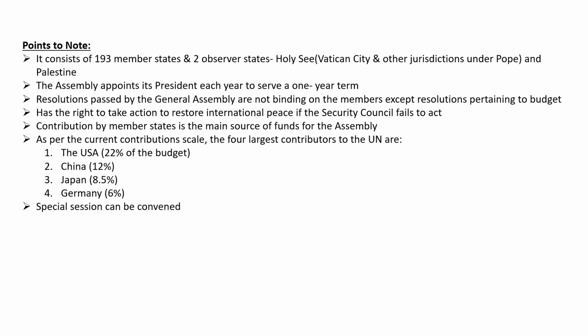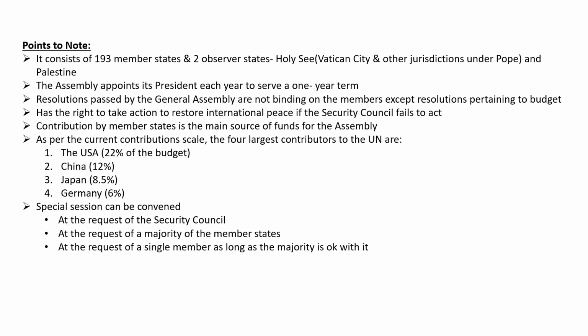Special session of the General Assembly can be convened under three different circumstances. First, at the request of the Security Council. Second, at the request of a majority of the member states of the General Assembly. And third, at the request of a single member, as long as the majority is okay with it.